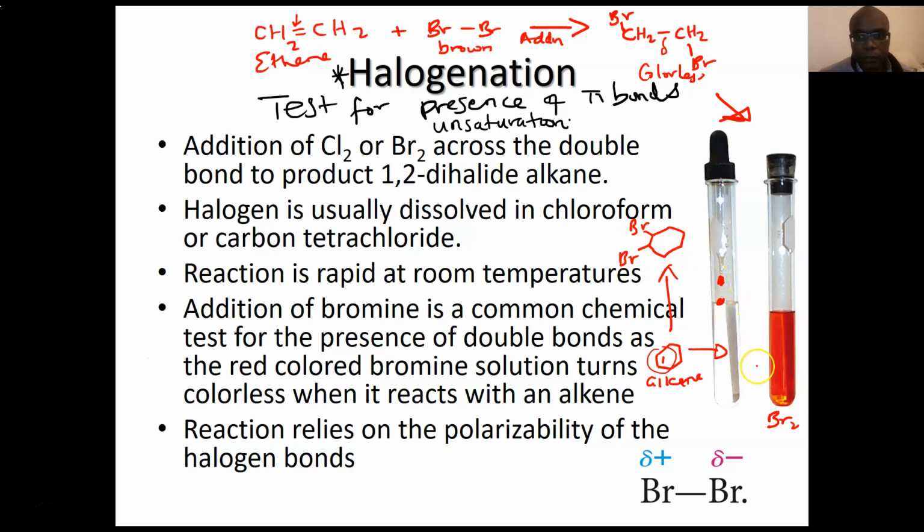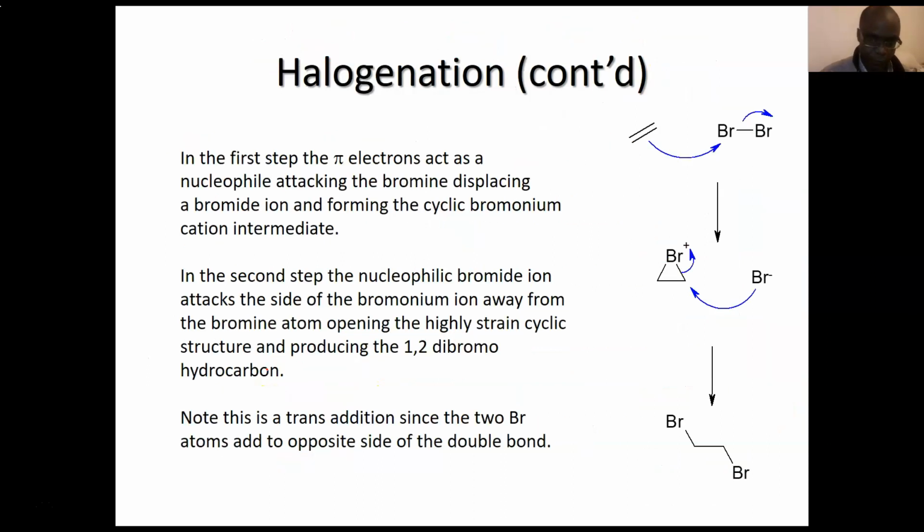Okay, so you can see that the liquid bromine decolorizes. So the addition of bromine is a regular technique used to test for presence of a double bond because you can't see them with your eye. What's the mechanism?